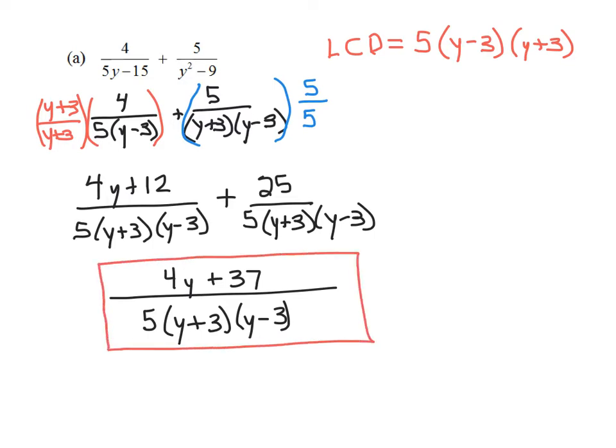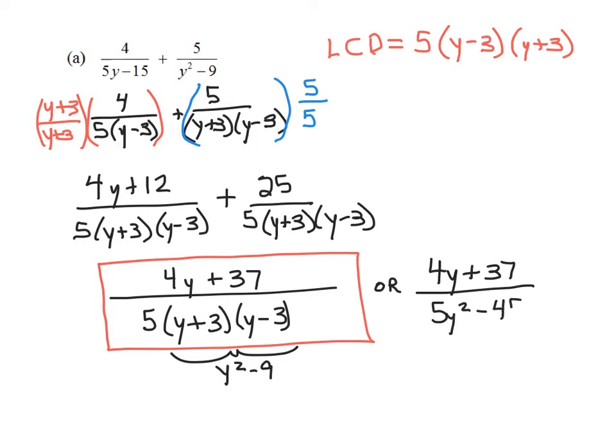Sometimes if we get a multiple choice answer, we may have to multiply the denominator back out again. So I might get a final answer of 4y plus 37 over, let's see, y plus 3 times y minus 3, that's y squared minus 9. But then when I multiply that by 5, that would be 5y squared minus 45. So this would be an equivalent answer. If you're just showing your work, you only need to go this far. As long as it's not multiple choice, you can leave your answer just like that.